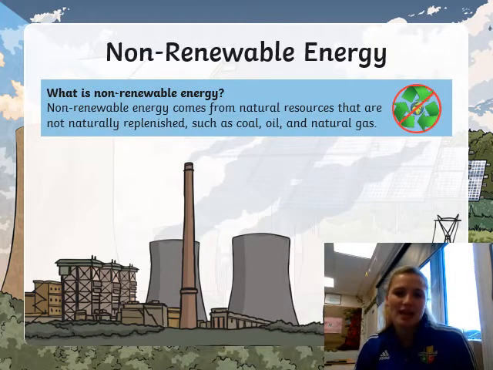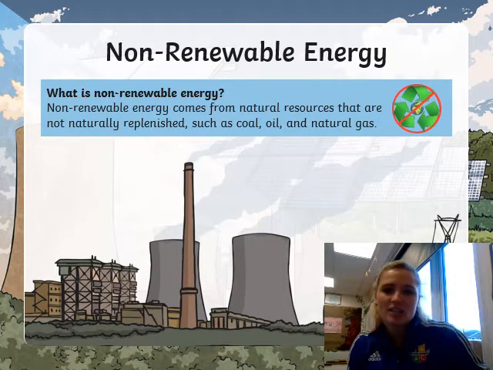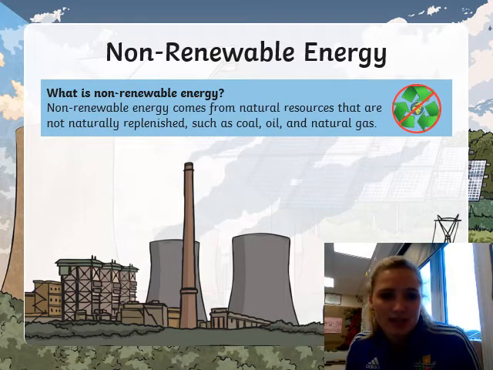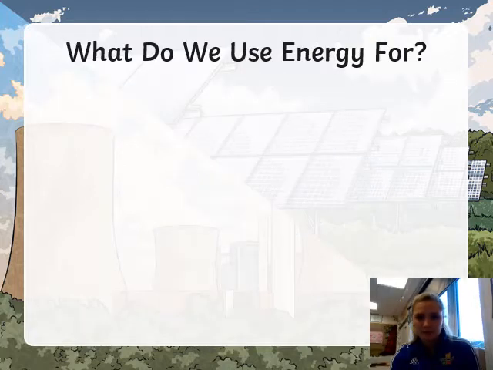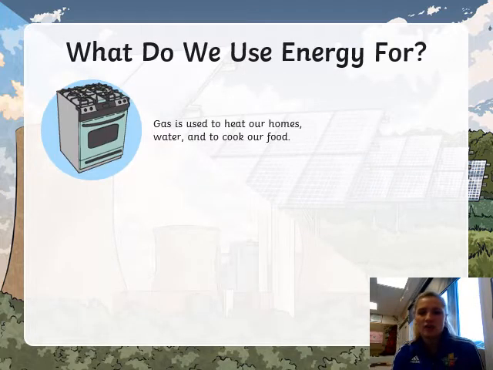So, non-renewable energy. This means it's energy that comes from natural resources that are not naturally replenished. We can't make more of them. So things like coal, oil and natural gas. We cannot make any more of these. So that's why they're called non-renewable. We can't renew them. So what do we use energy for?